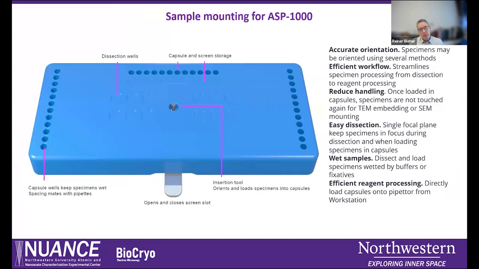Mounting the samples into the capsules can be a bit tricky, and that is why we have this nice workstation to do that. This has wells that can be filled with buffer where we can put the capsules in with the samples so the samples do not dry out. We have dissection wells, that means those wells can be filled with buffer, and in these wells we can dissect the samples into smaller pieces. We have an insertion tool that can be used to place the sample in the capsule.